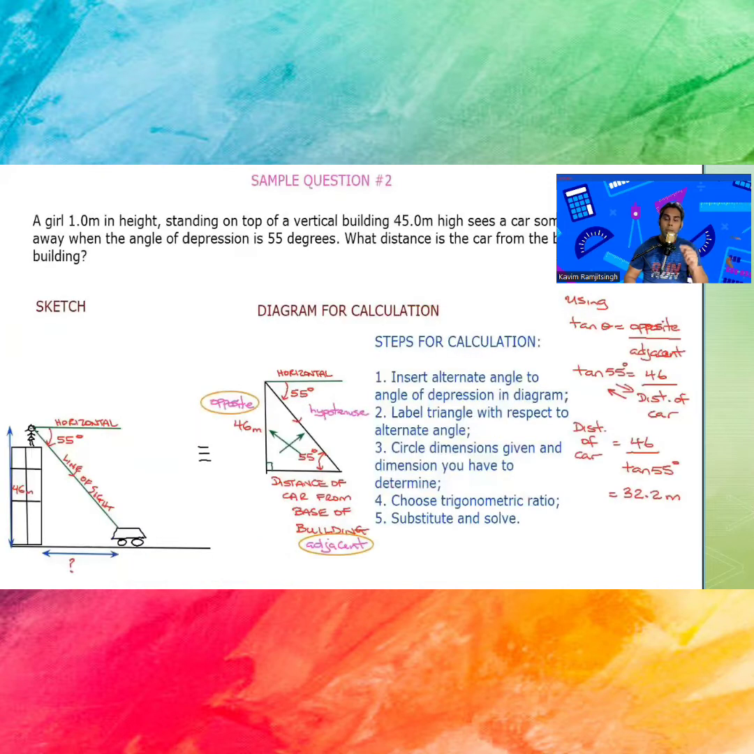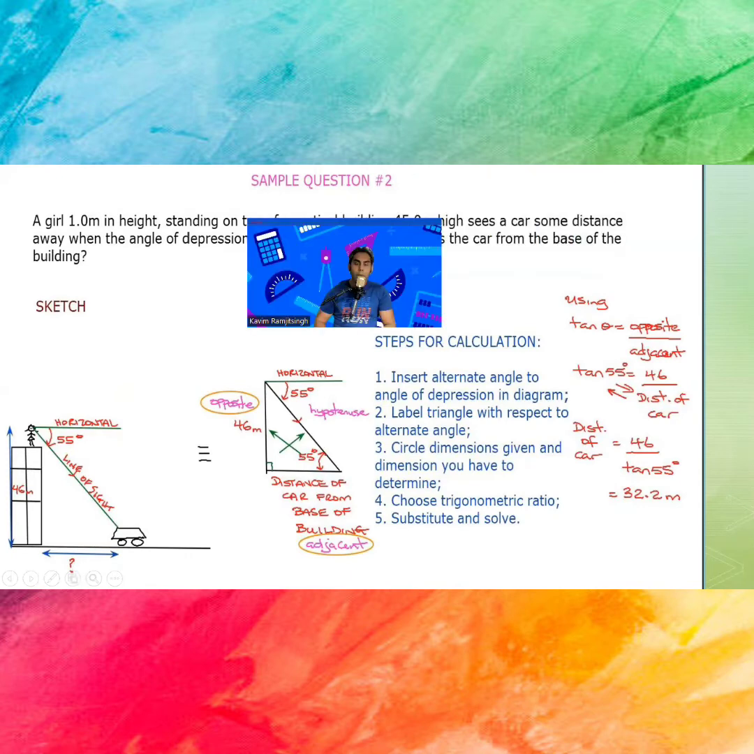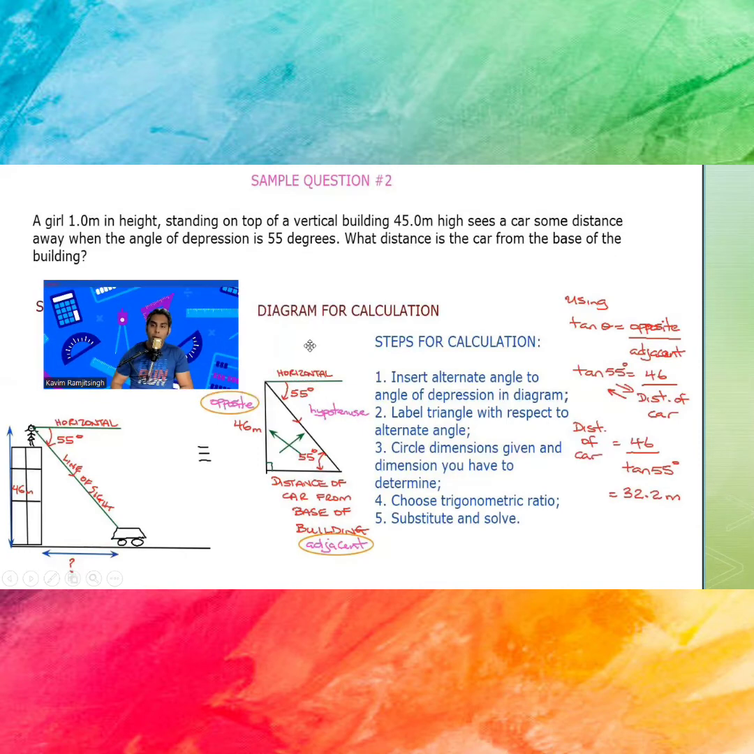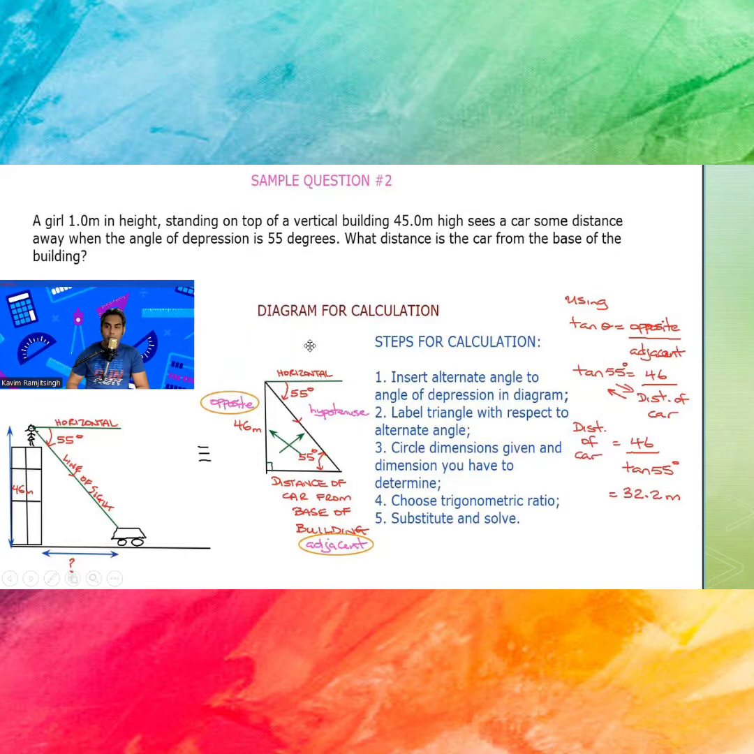Right? The question for angle of depression, let's read it there together. A girl 1 meter in height standing on top of a vertical building 45 meters high sees a car some distance away when the angle of depression is 55 degrees. What distance is the car from the base of the building? So we hear a girl standing on top of a building and a car. So we put in our diagram, you see your building there, you see the girl on top of it, and you see the car away from the building. So the girl will depress her head and look at the car, right?